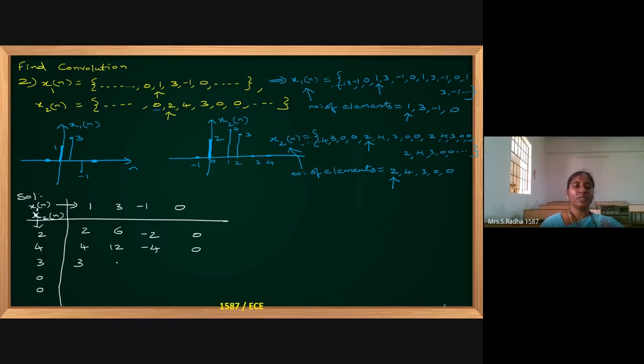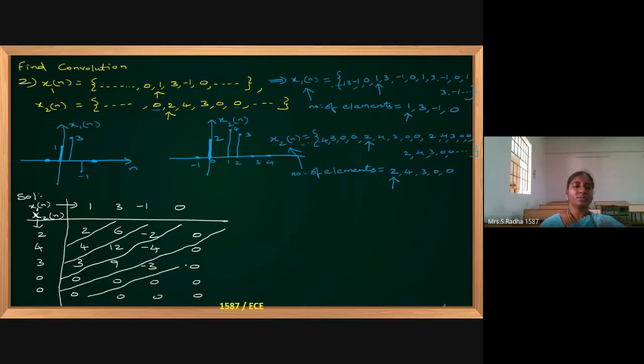3 into 1, 3 into 3, 3 into minus 1, 3 into 0. Now 0 into anything is 0. Again, 0 into anything is 0. After finishing the table, you put cross lines and add the elements. If you write it properly, only then cross lines will come without confusion. If you make zigzag in the writing, then your answer also will be zigzag. This is the way grouping is possible without any confusion.